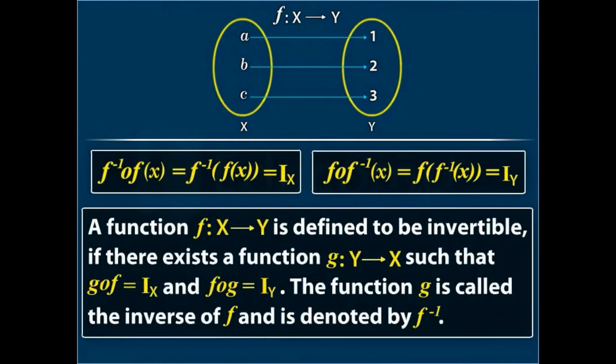Using this discussion, we can say that a function f that maps X to Y is invertible if there exists a function g from Y to X such that the composition of g with f equals the identity function on X, and the composition of f with g equals the identity function on Y. Also, the function g is called the inverse of f.